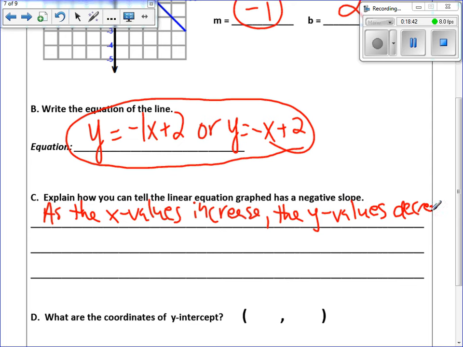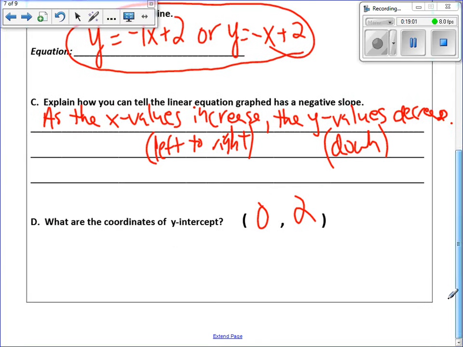And that's exactly the same thing as saying down from left to right. X values increasing, that's left to right. And y values decreasing, that's down. So it's the same exact thing. What are the coordinates of the y-intercept? 0, 2. And that's it for that one.